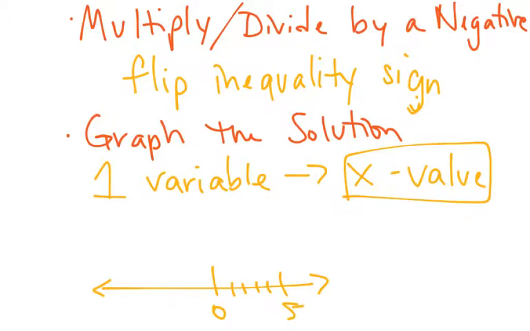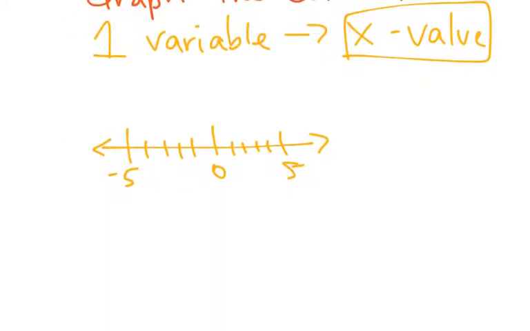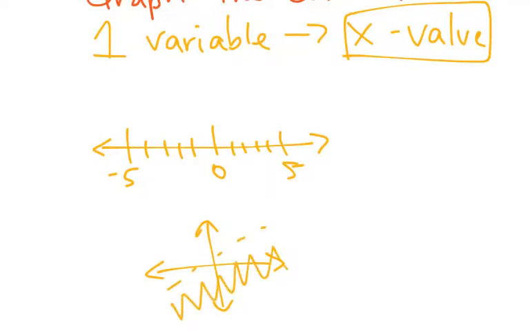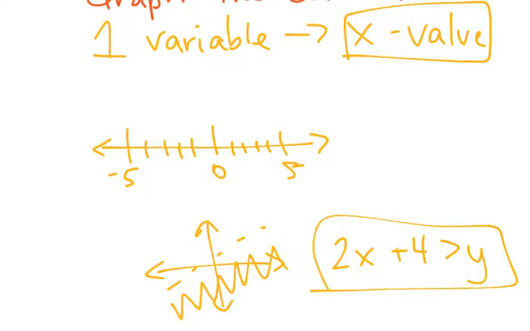So you want to be careful that you don't get confused with a linear inequality where there's an x and a y, and you would rather be plotting on a coordinate plane. So you would do this type of graph, a dotted line with some shading, when you've got an inequality that may look like 2x plus 4 is greater than y, let's say. So here you've got an x and a y value.